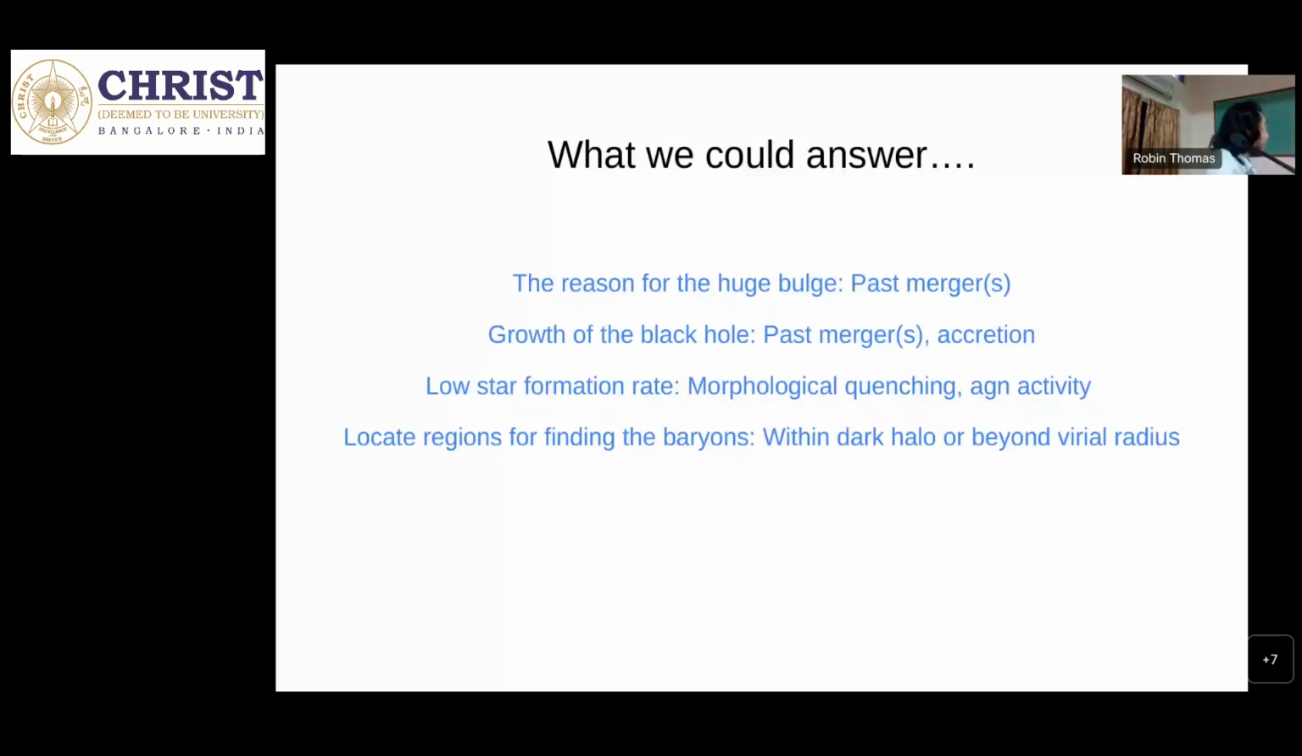Another question is whether the hot halo gas is exactly in hydrostatic equilibrium or not. We don't know the exact virial mass. So we couldn't trace the baryons completely till now, but probably we'll get there.